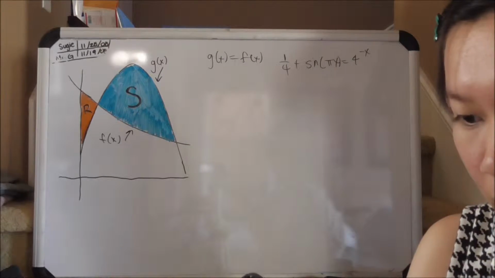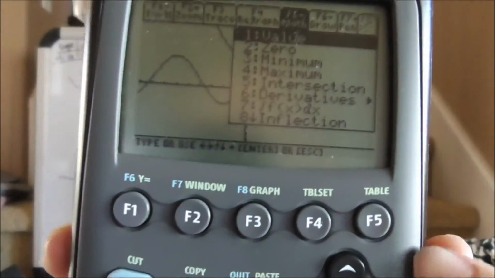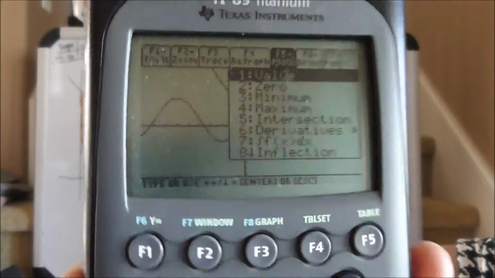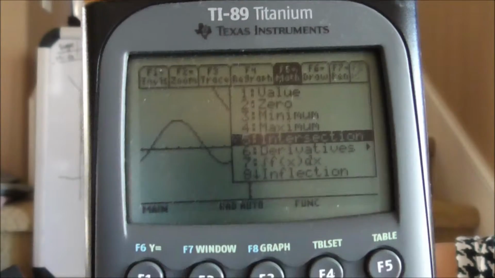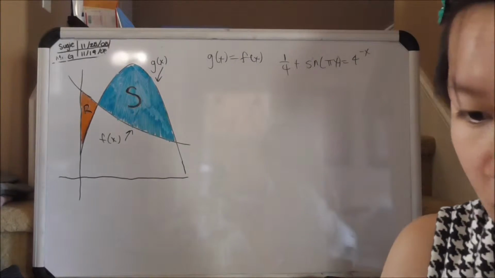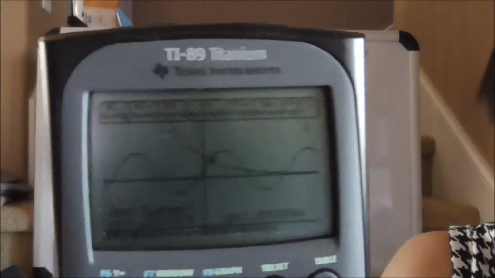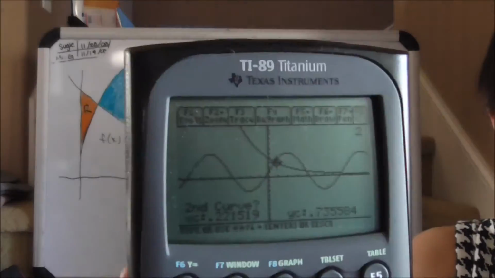You go to F5. F5 up here says math, but this button will not say math. But there is a number 5. So function number 5 will let you find the point of intersection between these two graphs. So select that. It will ask you what the first curve is. Then it will ask you what the second curve is.